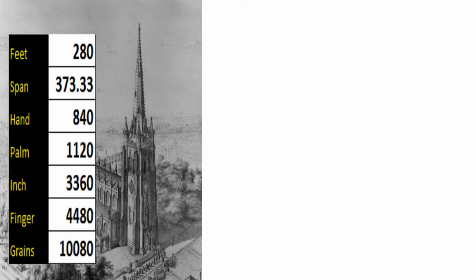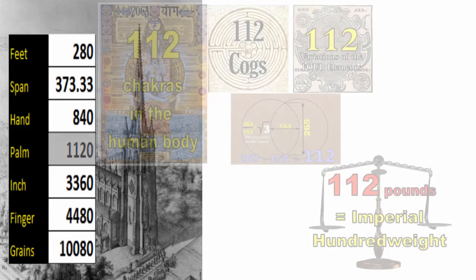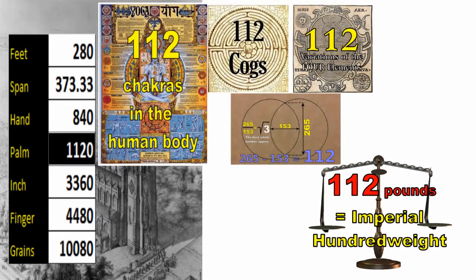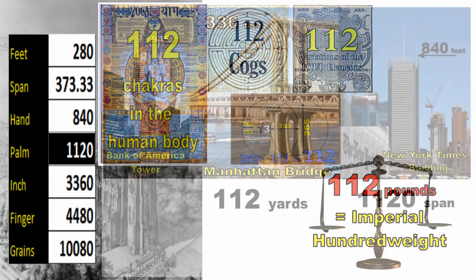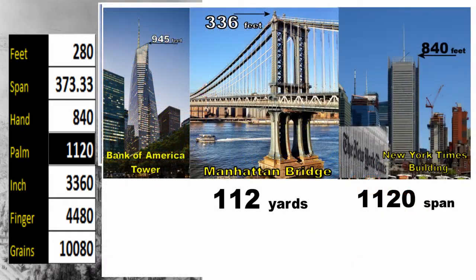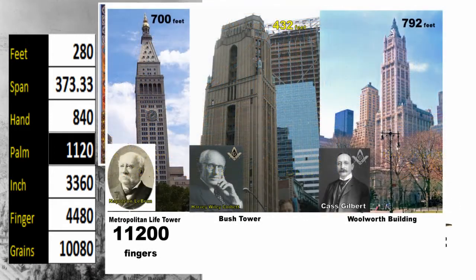Now, 280 feet, so there's a breakdown in hands, palm, inches, fingers, and grains. Now, to begin with, it's 1,120 or 1,112. So weights and measures for Vesica itself, for cogs in Chartres Cathedral, chakras in the human body, there are meant to be 114 on the outside, 112 in the body, but also Geber and his alchemy there were 112 elements in that. But the Manhattan Bridge and the New York Times building, which we'll be comparing, also have this number, but also the Metropolitan Life Building.